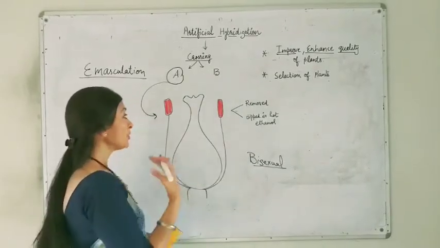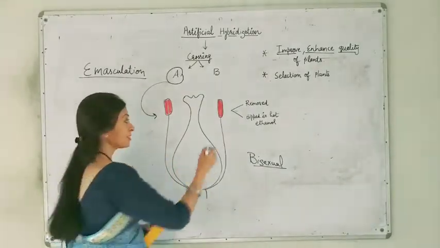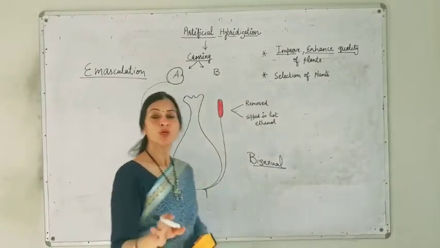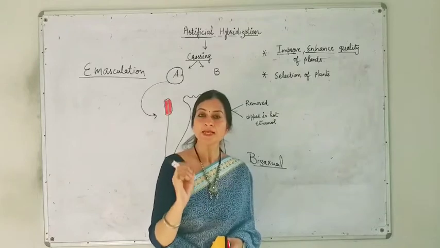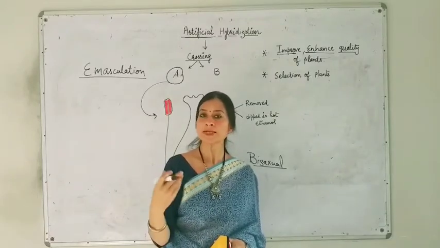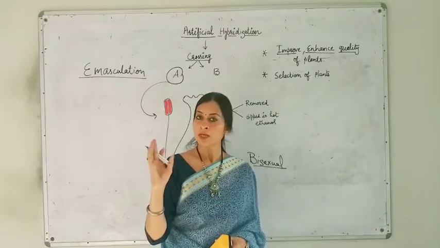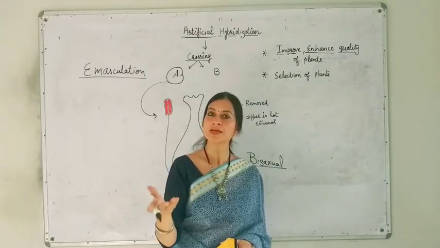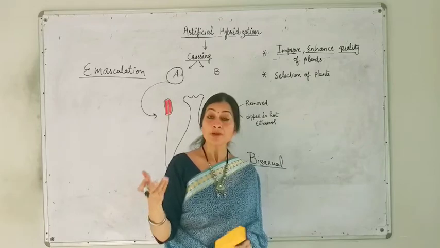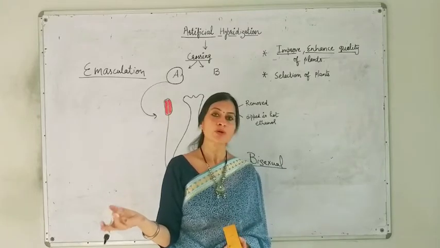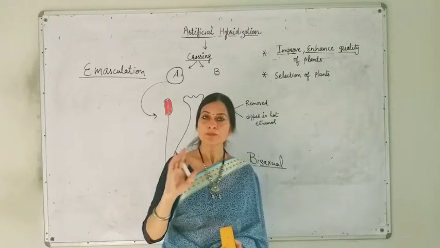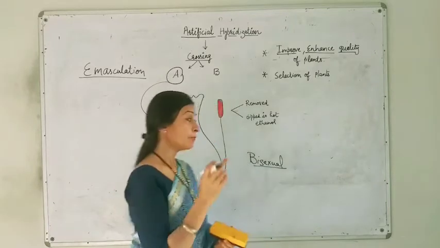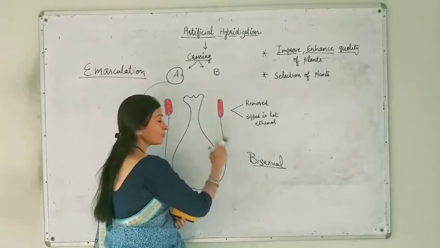There is no requirement to remove any part in a unisexual flower, because it will have either the stamen or the pistil only. So emasculation is not required in unisexual flowers, but here we will make these bisexual flowers unisexual.